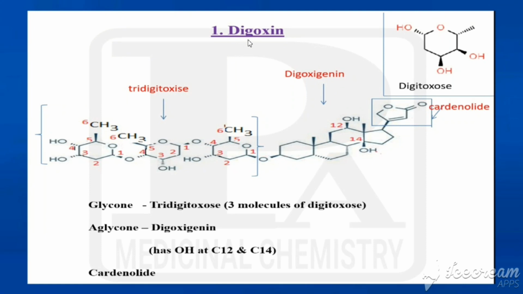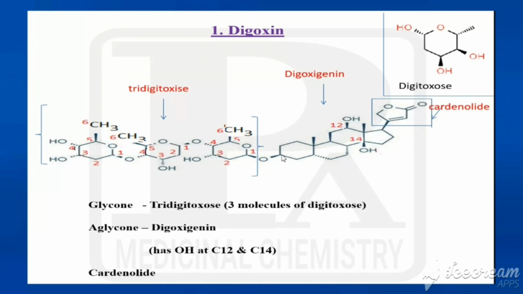We'll see the first drug under cardiac glycosides, which is called digoxin. Look at the name, digoxin. We have already known the structure of the steroid nucleus, which is called cyclopentanoperhydrophenanthrene: 4 rings, the first 3 are 6-membered rings and the last one is a 5-membered ring. At the 17th position it has a cardenolide, that is a 5-membered lactone with one double bond.